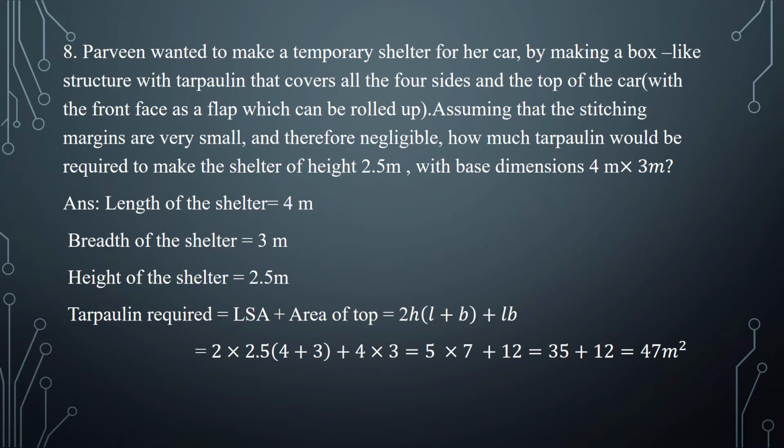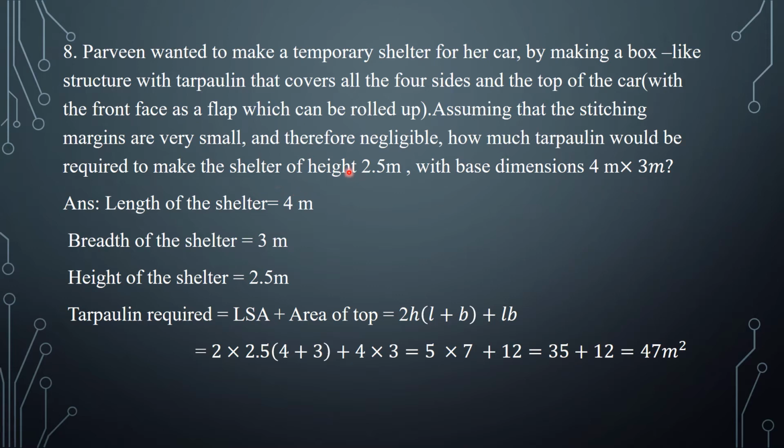Question number 8. Parveen wanted to make a temporary shelter for her car by making a box-like structure with tarpaulin that covers all the four sides and the top of the car. Here, the front face has a flap which can be rolled up. Assuming that the stitching margins are very small and therefore negligible, how much tarpaulin would be required to make the shelter of height 2.5 meter with base dimensions 4 meter into 3 meter?